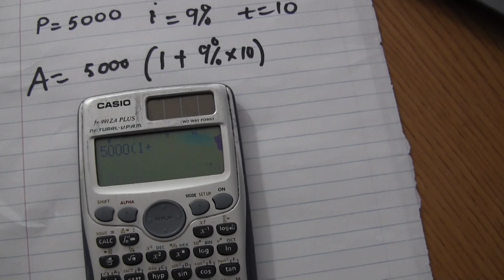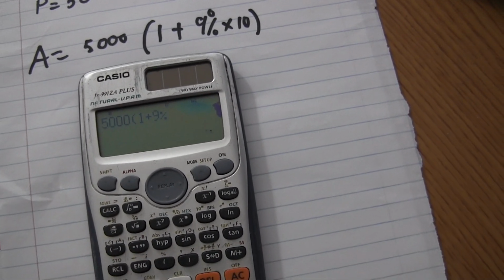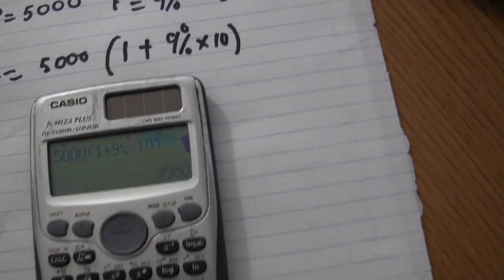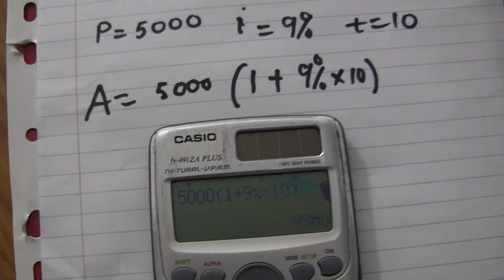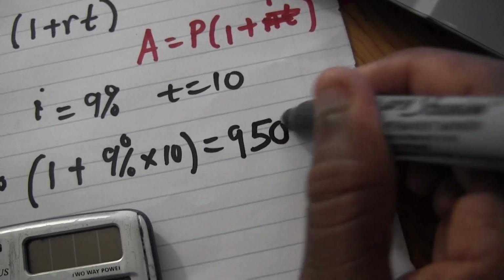What is the interest at 9%? So 9, and the percent key is here, so 9%. And then after that, you multiply by 10. Okay, so we get 9500. So my answer is 9500.